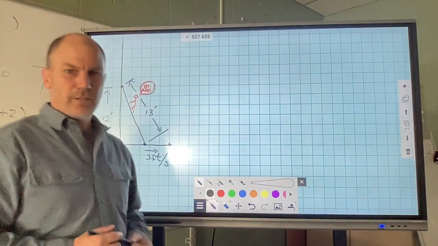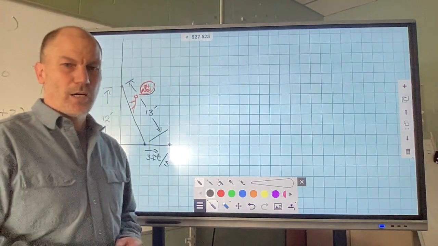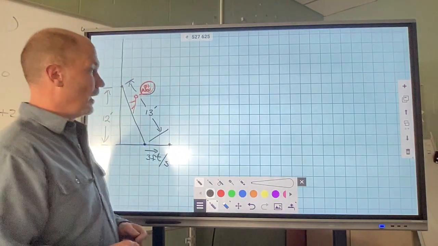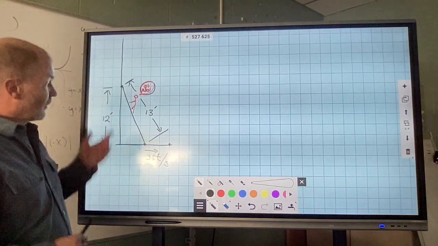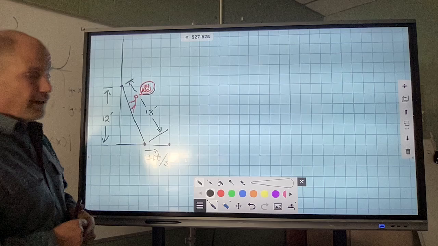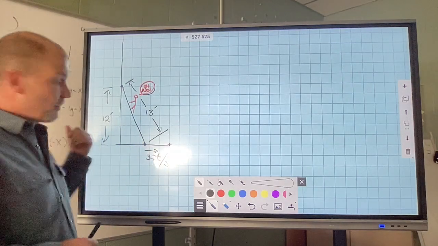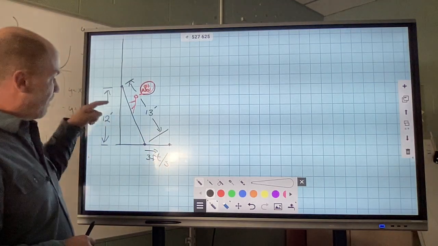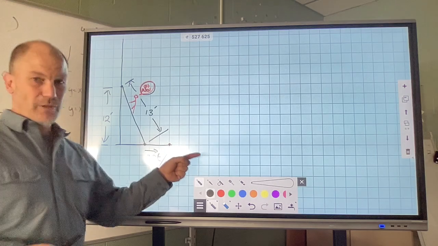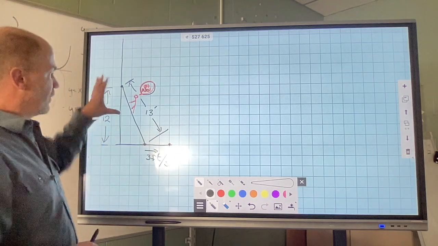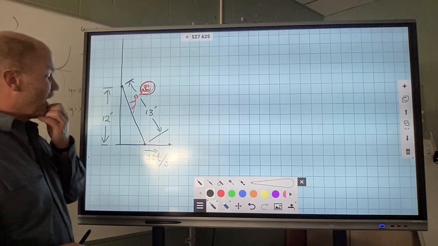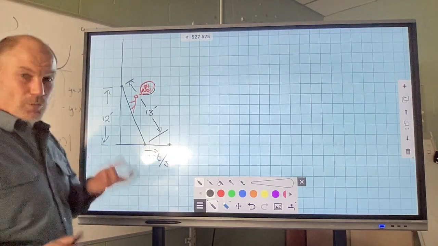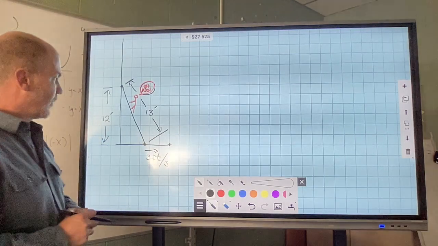All right, so this is the introduction to related rates problems. If you read the problem, basically what's going on is there's this person, he's up a 13-foot ladder that's leaning against a building, and the base of the ladder is sliding out that way at 3 feet per second, so this person is falling, and the ladder is 12 feet high. So we need to do a couple things.